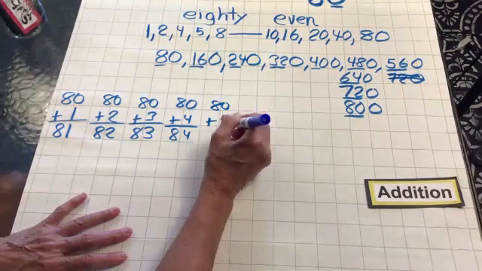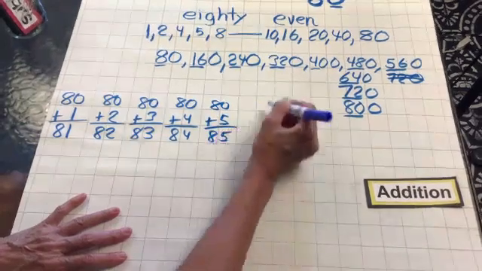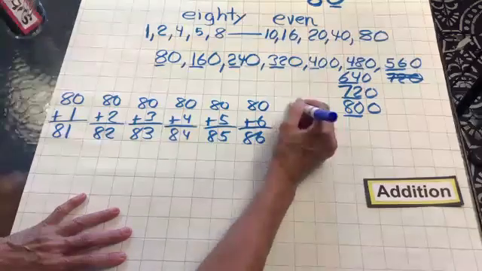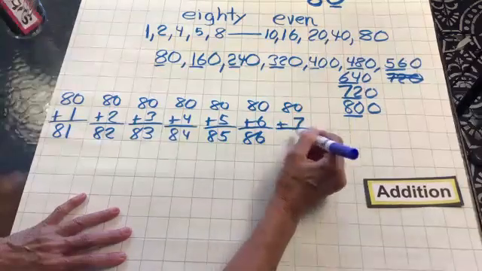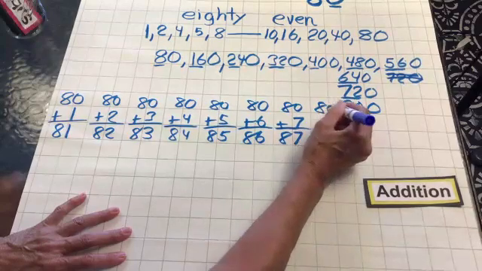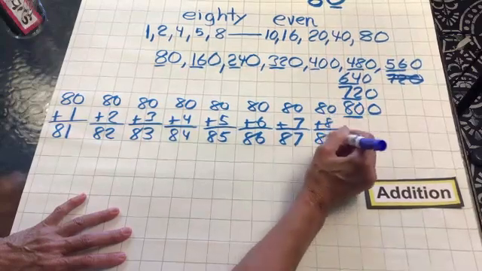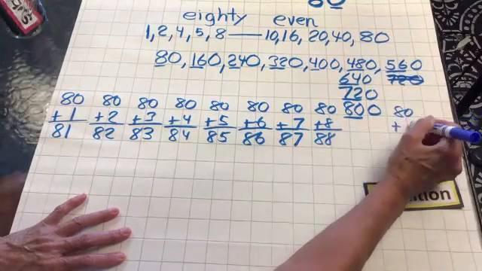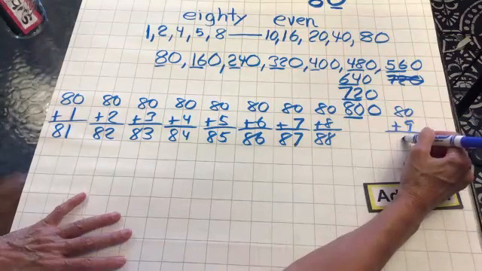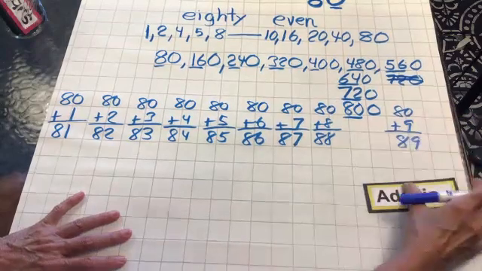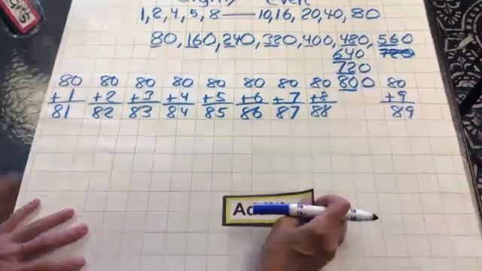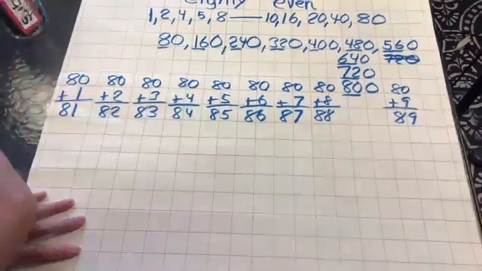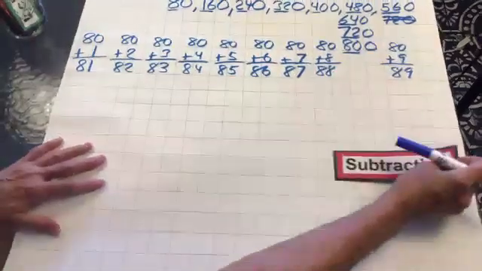80 plus 5 is 85. 80 plus 6 is 86. 80 plus 7 is 87. 80 plus 8 is 88. 80 plus 9 is 89. And we're going to stop there because I ran out of room. But if you did 80 plus 10 is 90, of course. Let's go for our subtraction now.